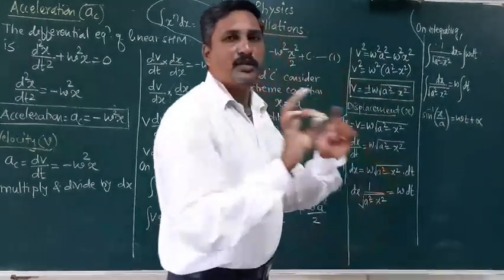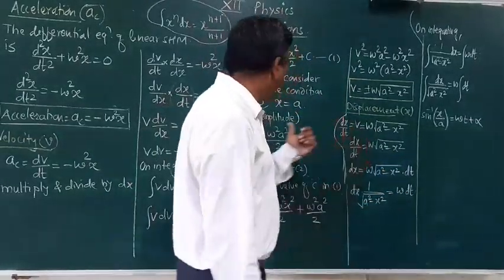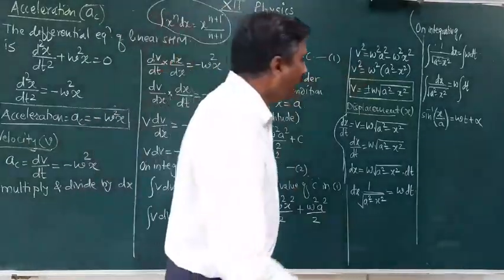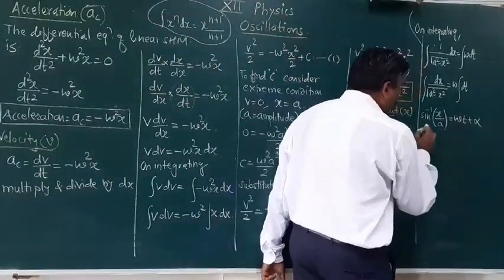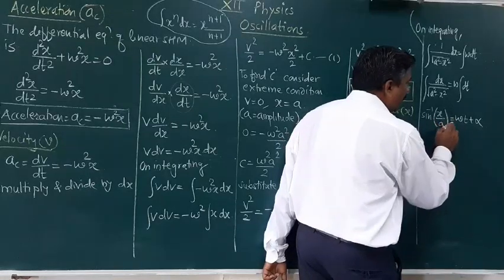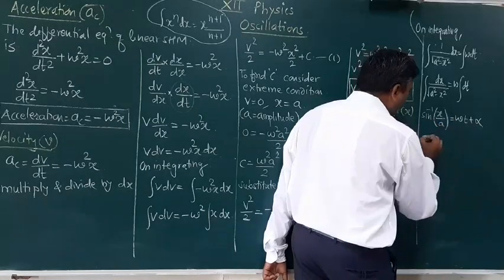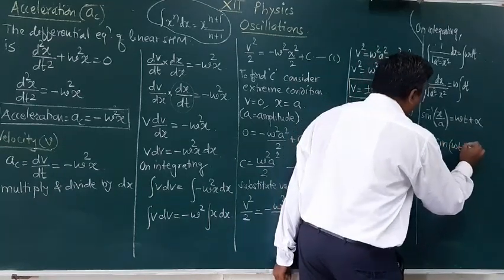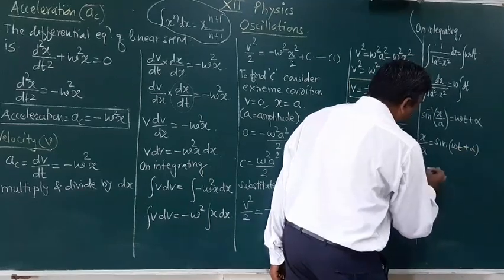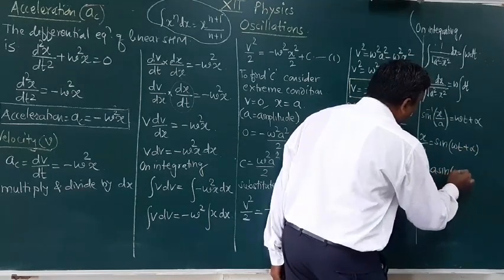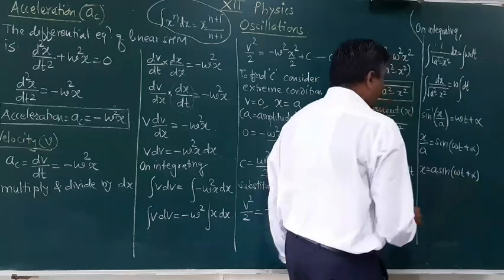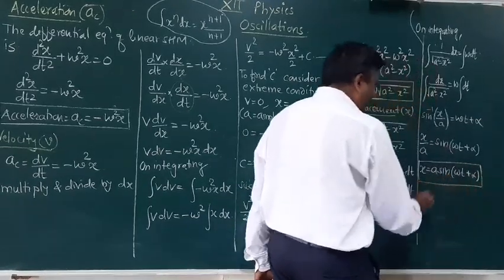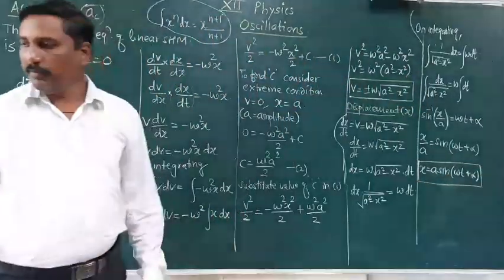Here alpha is my constant of integration. Just as in the previous case c is a constant of integration, in the same way alpha is my constant of integration. So it becomes sine inverse of x by a equals omega t plus alpha. So x upon a equals sine of omega t plus alpha, or simply x equals a into sine of omega t plus alpha. So my displacement equation becomes x equals a sin of omega t plus alpha.